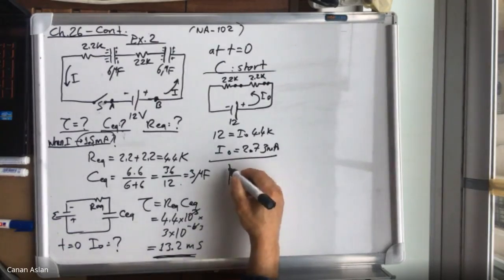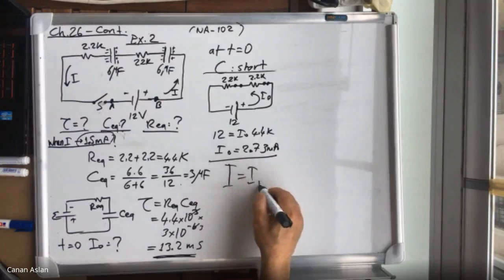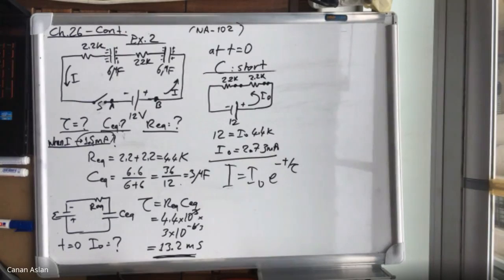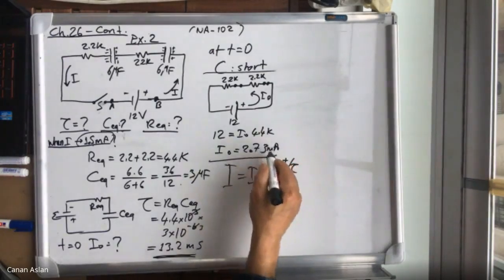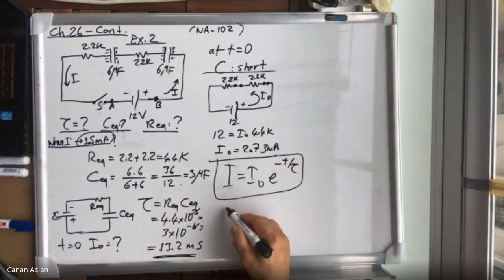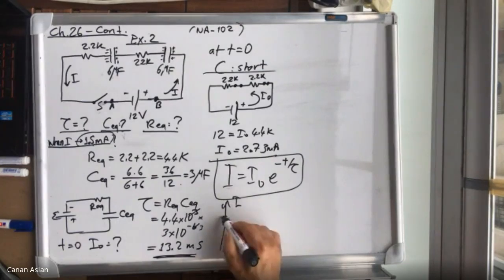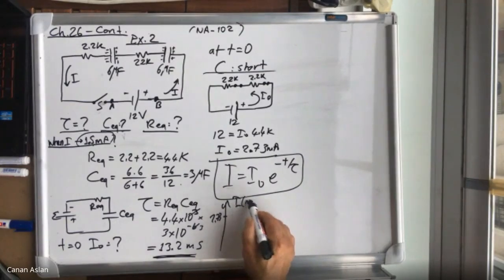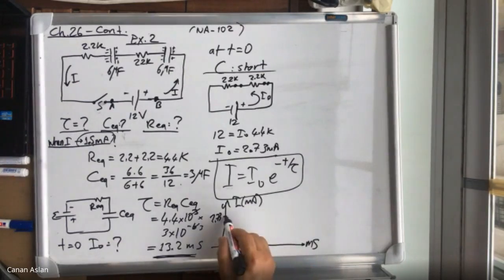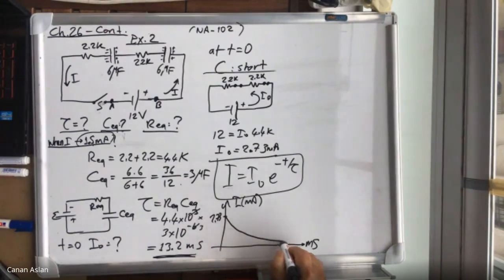We know that I equals I0 e to the minus t over tau. This is a simple circuit, and we know the current will flow exponentially, and for tau we have to use 13.2 milliseconds, and then I0 is this, and this is the current value. Now this current starts from 2.73 milliamperes, suppose the unit is milliampere here, and this is milliseconds. It will start dropping and get closer to 0 eventually.